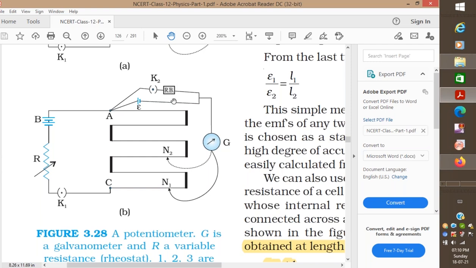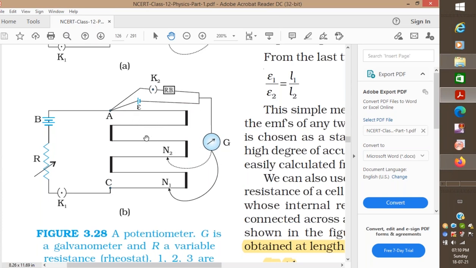Suppose you keep choosing various combinations of the keys in the resistance box, where we know the resistance. You just find a proper combination of the resistance keys in the standard resistance box such that you get a null condition. Suppose the null condition is at AN2. If this is the length L2, then I can write the KVL for this circuit.